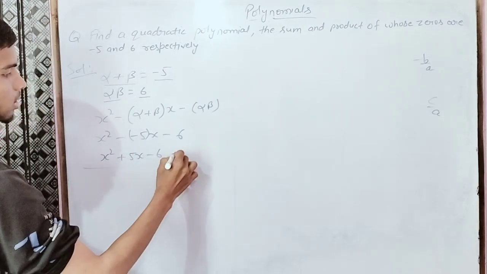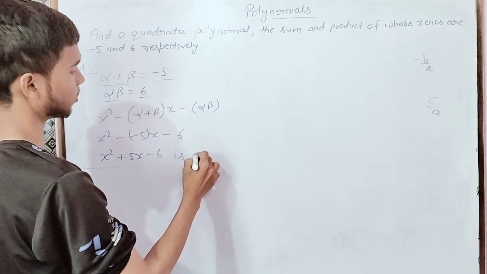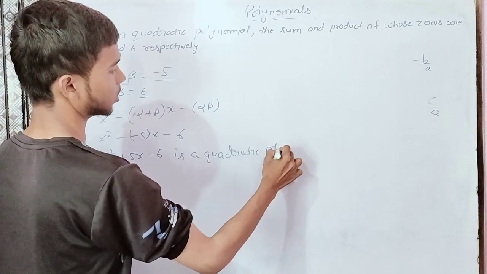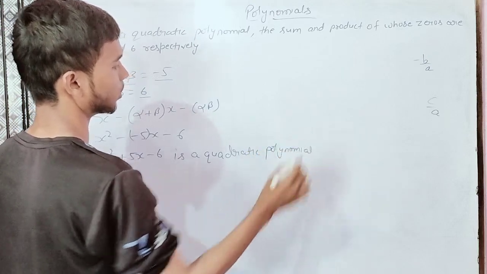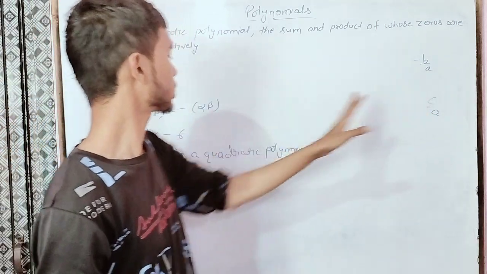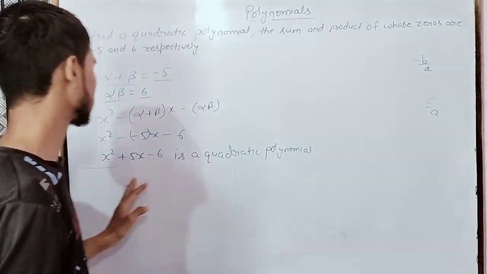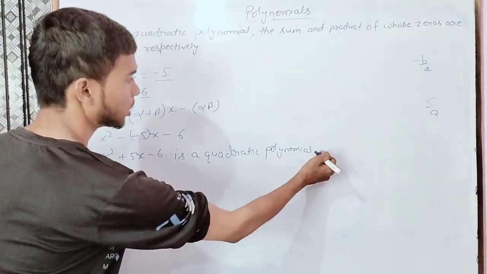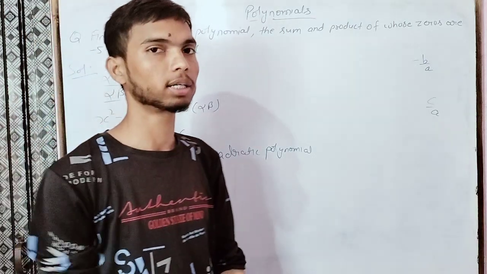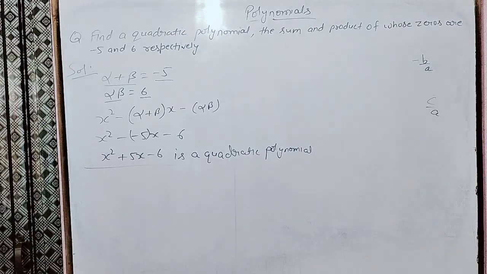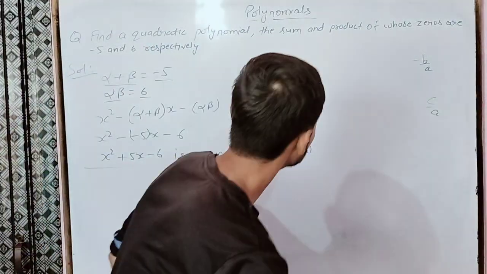So finally this is a quadratic polynomial where the sum of the two zeros is minus 5 and the product of the two zeros is 6, and that's how we have found an unknown quadratic polynomial with the help of two given zeros. That's how you will find it. Now next question.